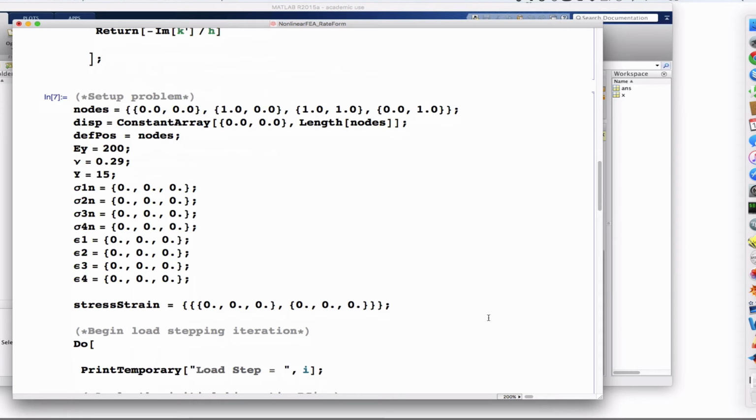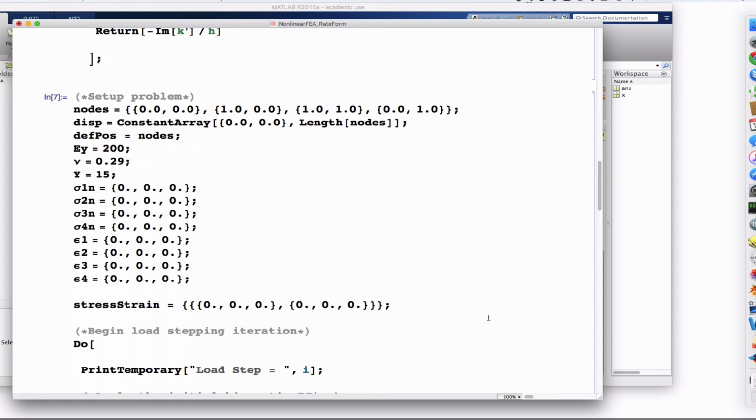So the initialization is my nodes, the four corners. My initial displacements are zeros. My initial deformed position is the position of the nodes. Right? At step zero, the deformed position is the reference position. Material properties, initial stresses and strains. I'm using stress vectors, right? So this is like epsilon XX, epsilon YY, epsilon XY.